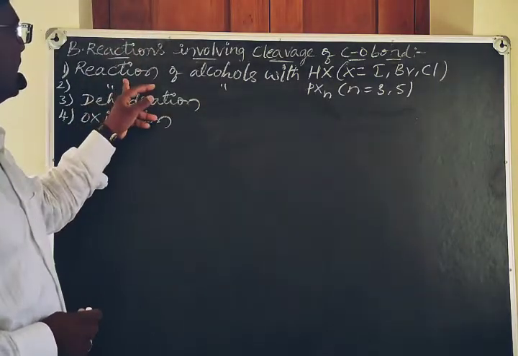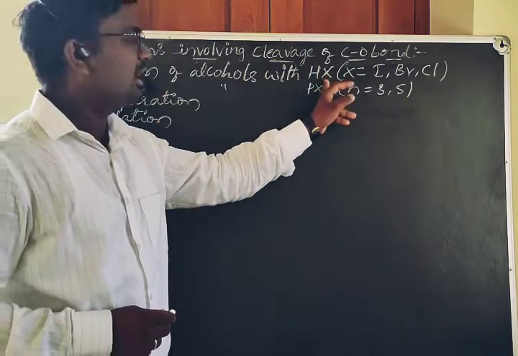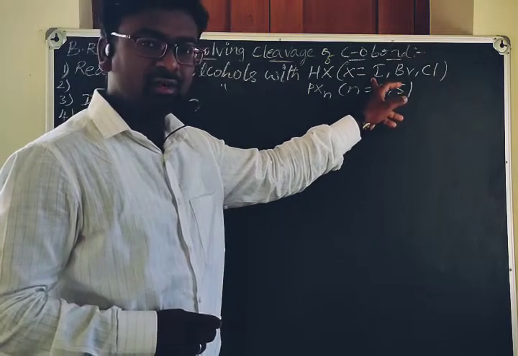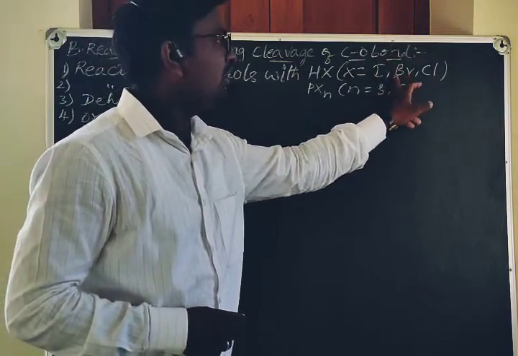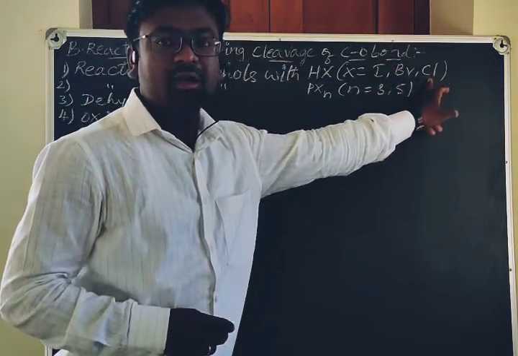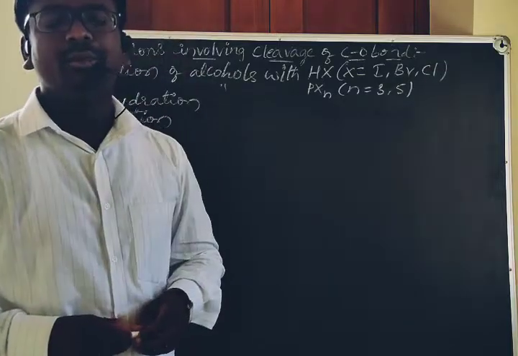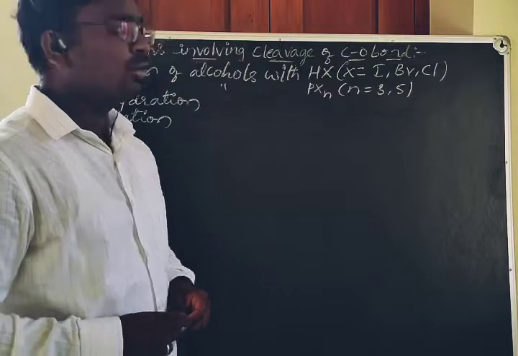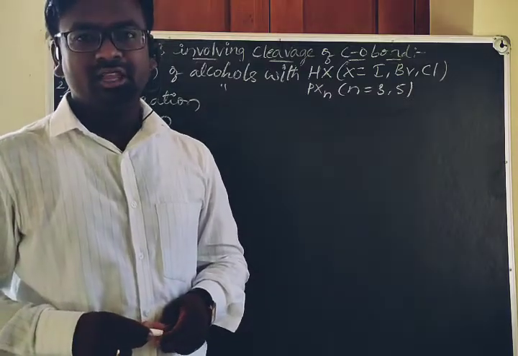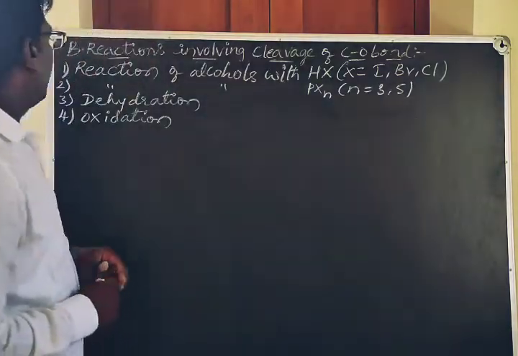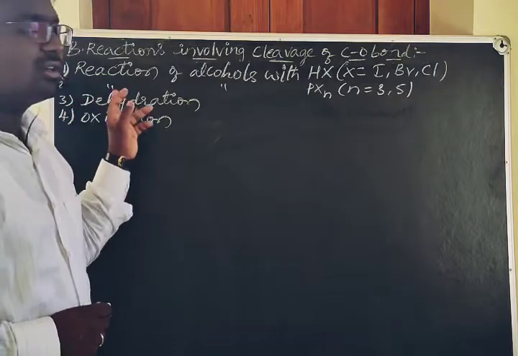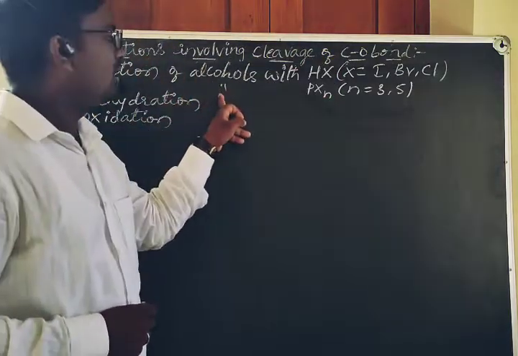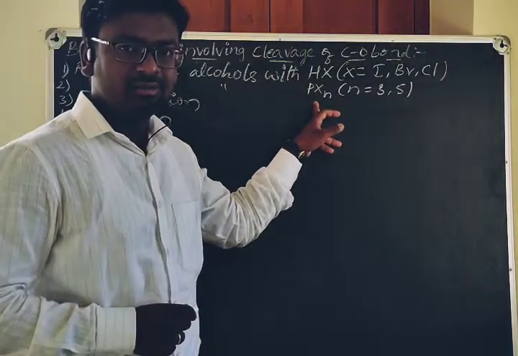The first one is the reaction of alcohols with hydrogen halides. Here the halide may be the iodide, bromide, or chloride ion, but not the fluoride ion, because it is the most electronegative and it is volatile during the chemical reactions. We can also see the cleavage of the CO bond in the reaction of alcohols with phosphorus halides.